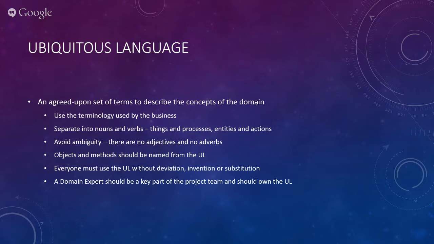Don't bend the naming. Naming is really key, really important to have a comprehensible domain model. And everybody needs to use the ubiquitous language without deviation, invention, or substitution. The worst thing you can do is start as a dev team, and start randomly making up new terms for stuff. If you've created something that's entirely new and you need a name for it, go and ask the domain expert what they would call this, because they're the person that understands the domain.